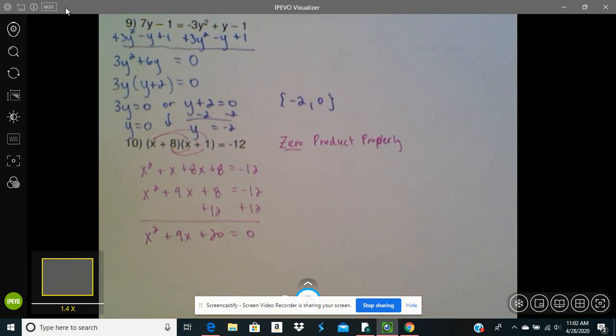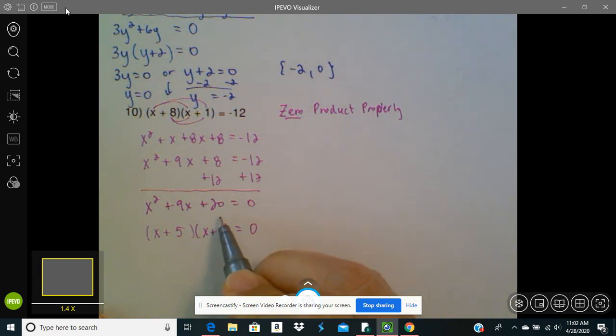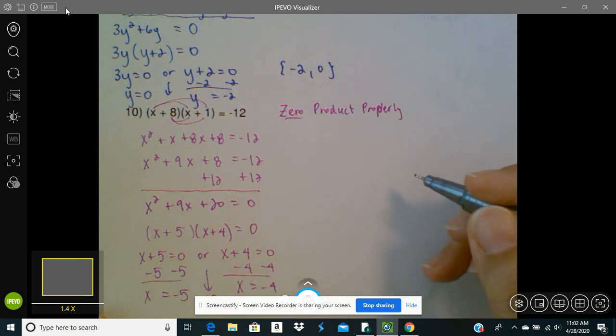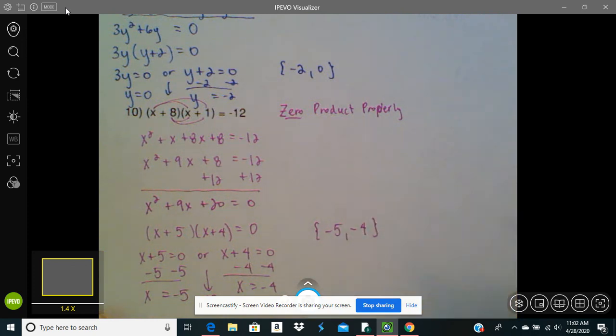Okay, and y'all were geniuses at this now. So let's look at this. This becomes x plus 5 times x plus 4. Because 5 and 4 are two numbers that multiply to make 20, but that add to make 9. So I'm going to set each of these factors equal to 0. And then I solve. So on the left side, we subtract 5. We get x equals negative 5. Or we're going to subtract 4, and we get x equals negative 4. All right, so my solutions are negative 5 and negative 4.